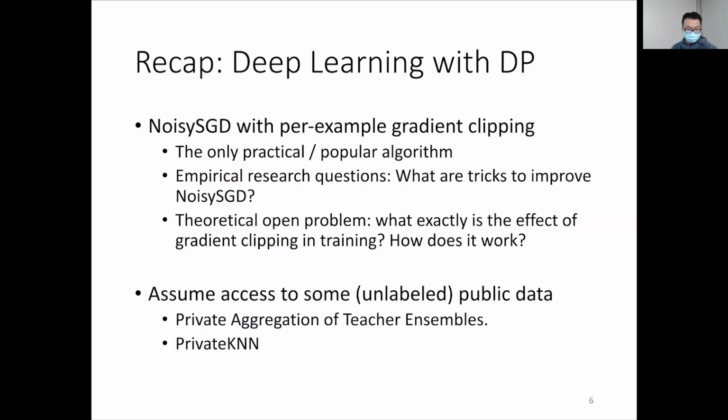There are basically two threads of research in this domain. One is an empirical question: what are the practical tricks and additional information and additional cues that one can exploit to improve noisy SGD on various learning problems, and then obtaining better and better results on standard benchmarks in computer vision, in natural language processing, and so on. The other interesting question, theoretically, is how do we understand gradient clipping in training?